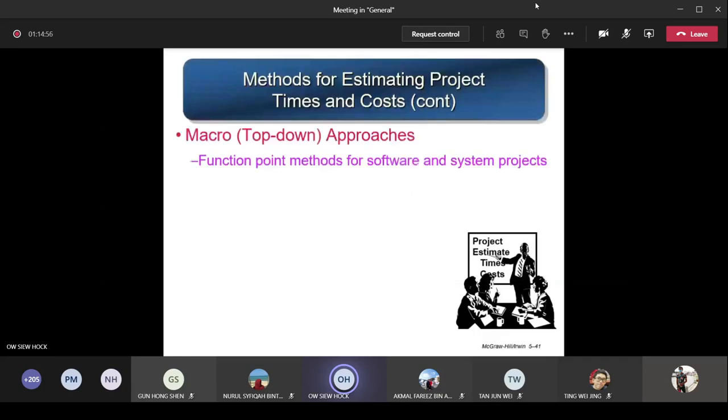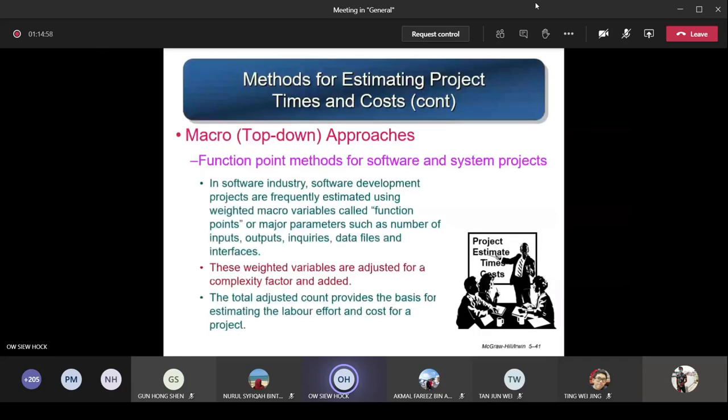Next is about the function point. It's about software development. So the function point method for software and system projects. This is very common. In the software industry, software development projects are frequently estimated using weighted macro variables called function points or major parameters such as number of inputs, outputs, inquiries, data files, and interfaces.